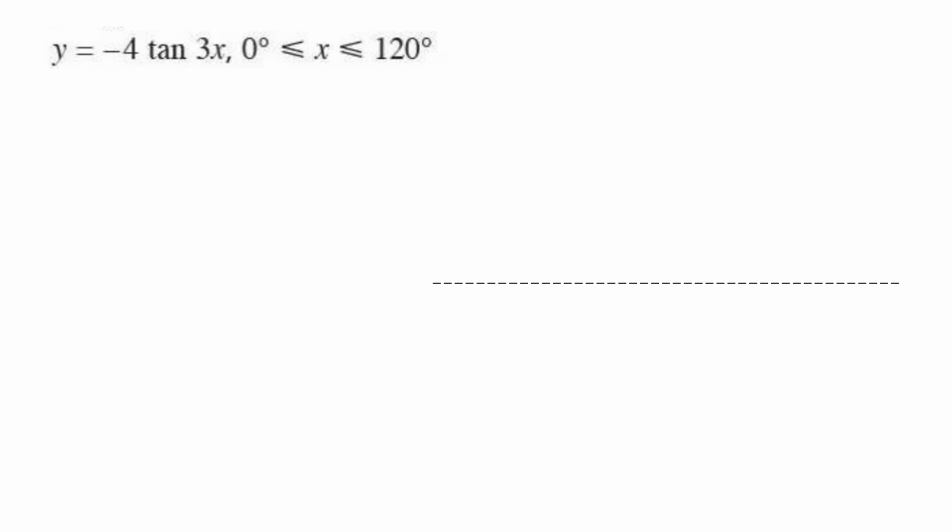Okay, so in this case here, you're sketching negative 4 tangent 3x, so it's this inverted one. Alright, so let's find the period first. The period is just 180 degrees divided by the coefficient of x. The coefficient of x is 3, so it's just 180 divided by 3. It's the same way as what we do for sine and cosine. So 60 degrees. That means 60 degrees is the range where I can get one cycle.